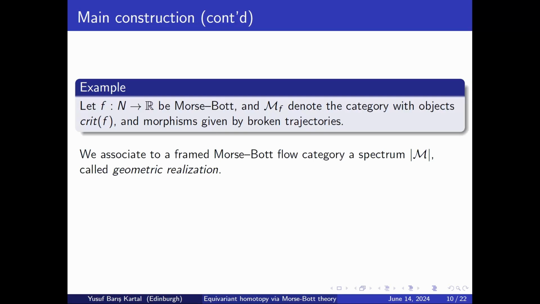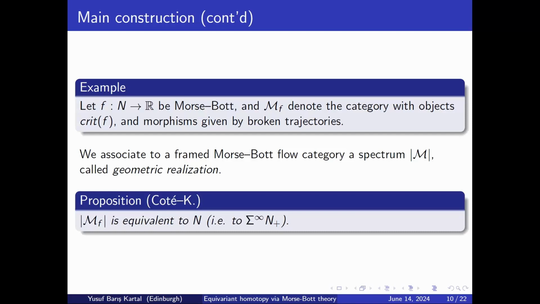And so we actually construct a spectrum out of a framed Morse-Bott flow category, and we call this the geometric realization. It's a generalization of what Cohen-Jones-Segal is doing. It's again some sort of application of relative controlled topology. And so this is a sanity check: the geometric realization is actually equivalent to the underlying manifold. This is just telling us that we are doing the right thing. Equivalent meaning homology equivalent. And underlying manifold means, of course, you add a base point and take the suspension spectrum, but you can ignore the parenthetical here, which just doesn't matter at this point.